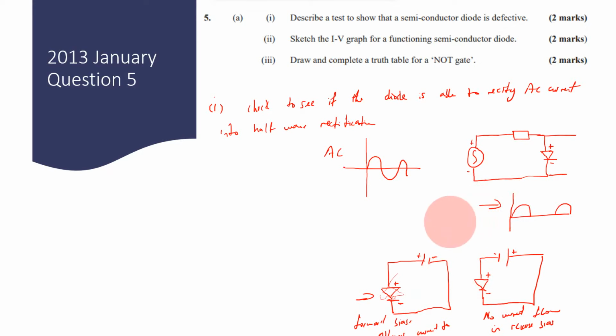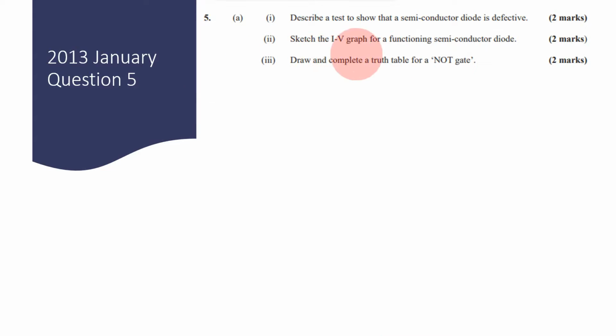All right, so that's, in a sense, just explaining what is happening here. Now, with all of that being said, let us look at the other question, which says sketch the IV graph for the functioning semiconductor device. Now, as you know, there are characteristic curves or graphs that show us ideally how different components should operate. So for this case, we're considering the diode.